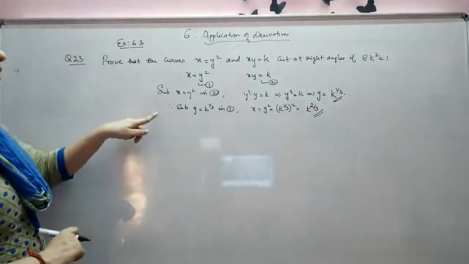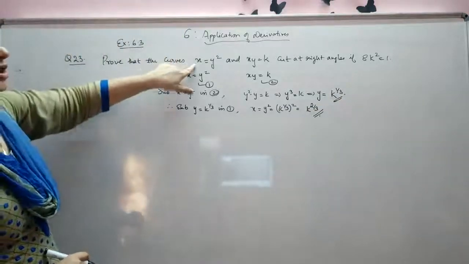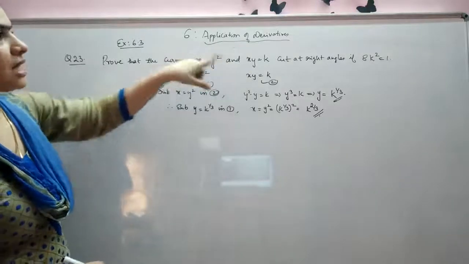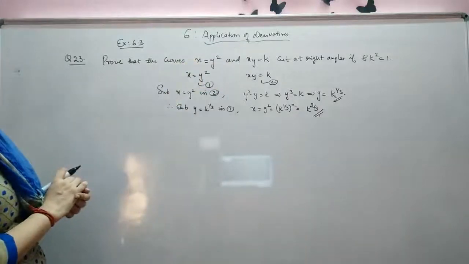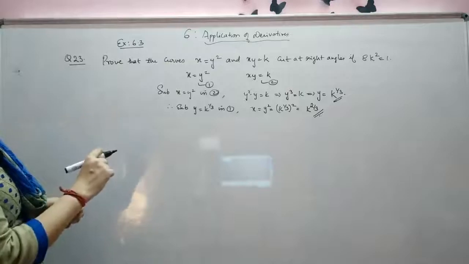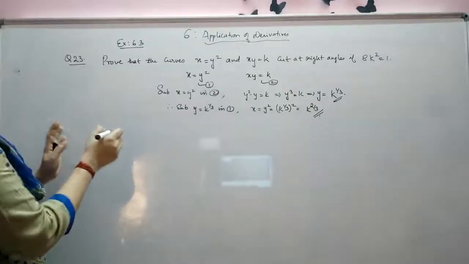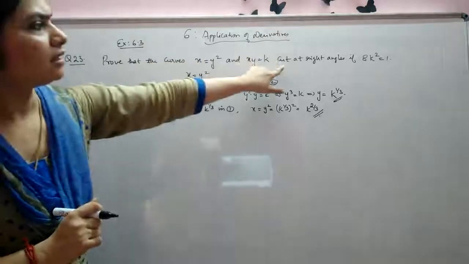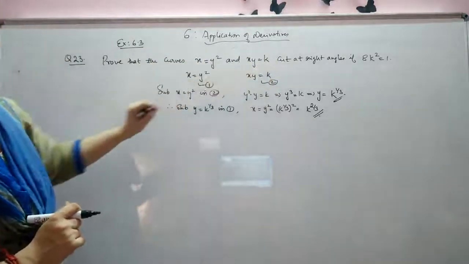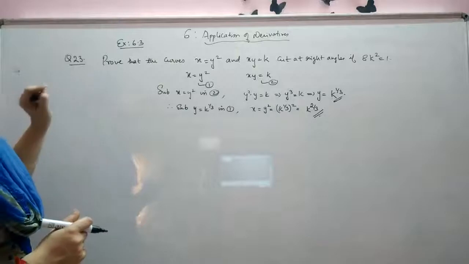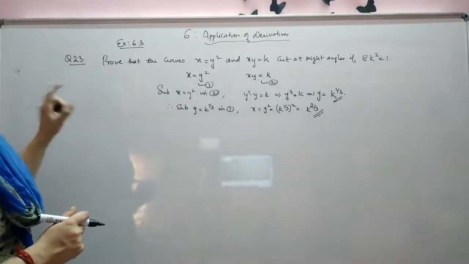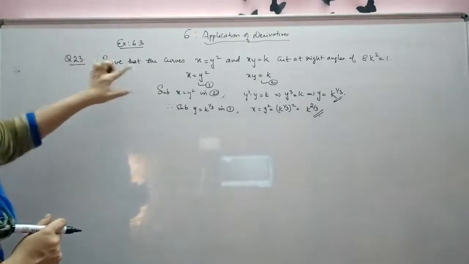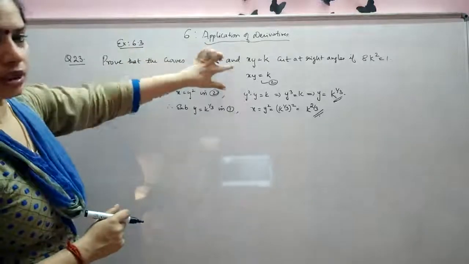Got it? Now what we will do is, first we will differentiate these two. Because the curves are at right angles, their slopes will also be at right angles. That means the slopes of their tangents will be at right angles. So we can use the product of the slopes equal to -1 here. That's why we are finding out the slopes.